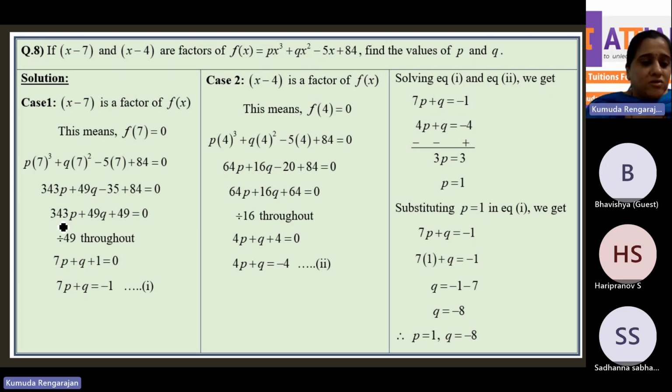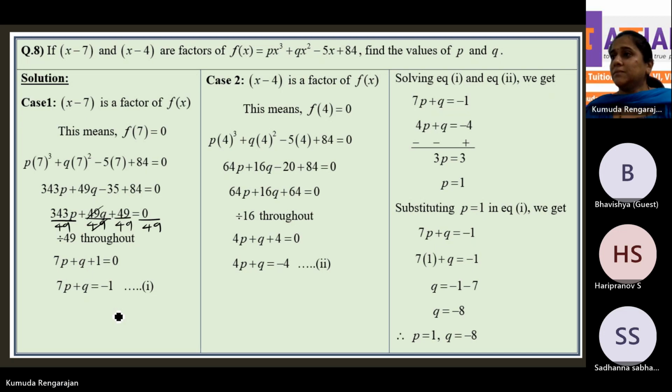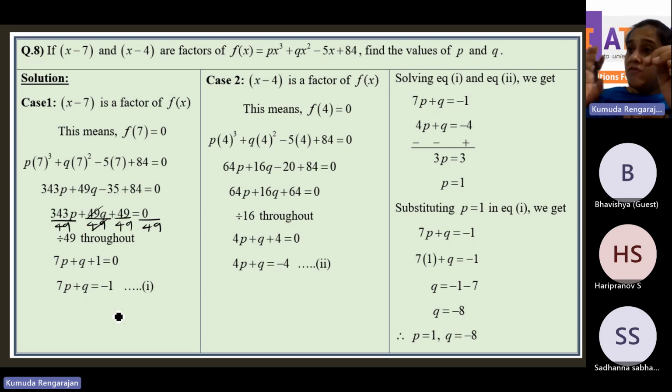So divide by 49 throughout. That means divide this one by 49. You will get 7p. Divide this one by 49. You will get q, because 49 and 49 will get cancelled. Plus q. Divide this one by 49. Plus 1. Divide this also by 49. 0. You must divide the equation throughout. You should divide everybody in the LHS and everybody in the RHS by 49. Every term in the left hand side should be divided by 49. Every term in the right hand side also should be divided by 49. 0 divided by 49 is 0.